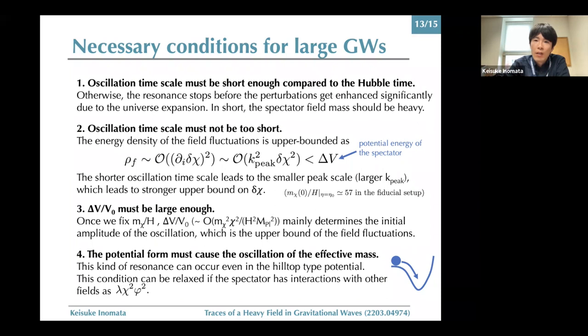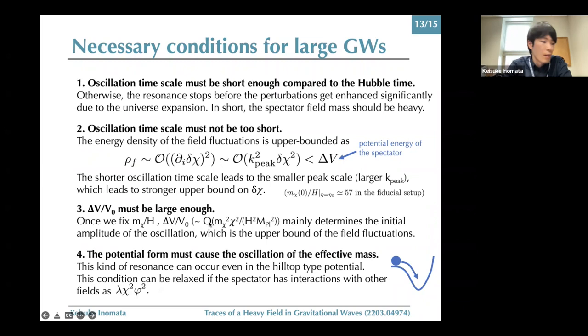Finally, the potential form must cause the oscillation of the effective mass. As a fiducial example, I consider alpha attractor type potential. But even in the hilltop type potential like this, this kind of resonance can occur during the oscillation. And this condition can be relaxed if the spectator has an interaction with other fields. For example, if we consider this kind of interaction, oscillation of the chi spectator field leads to the oscillation of the effective mass of phi. So fluctuation of phi can get amplified because of the parametric resonance. So even in that case, gravitational waves can be large.